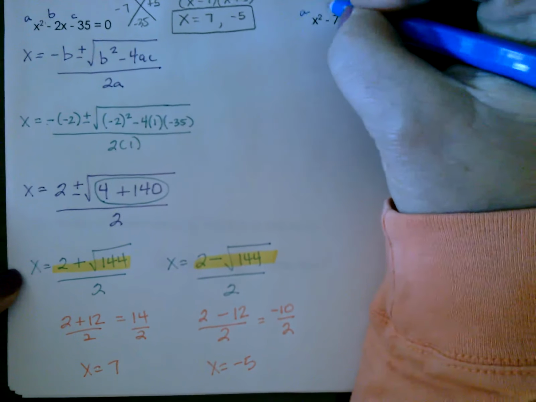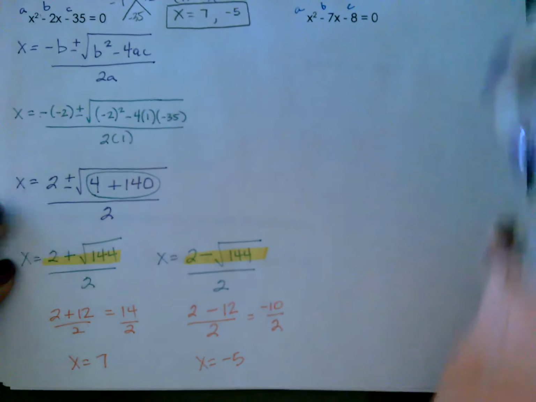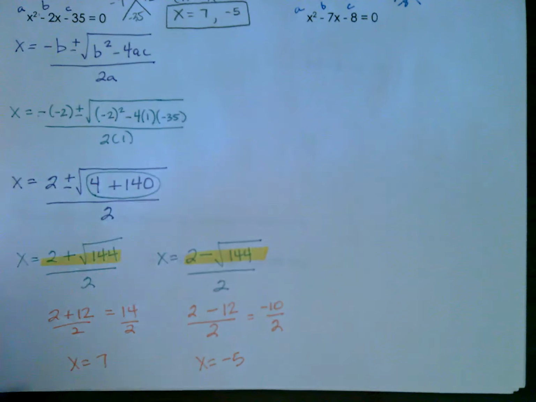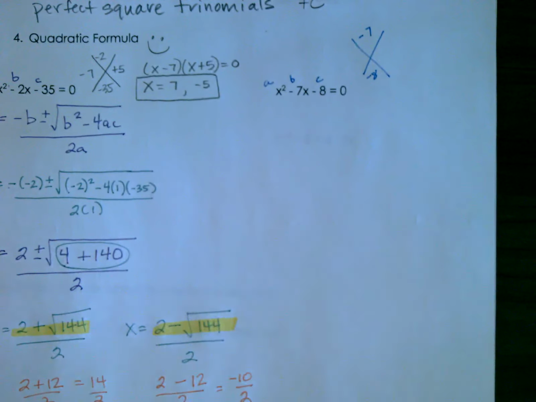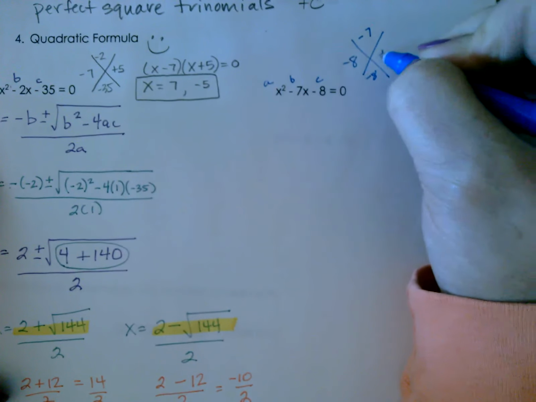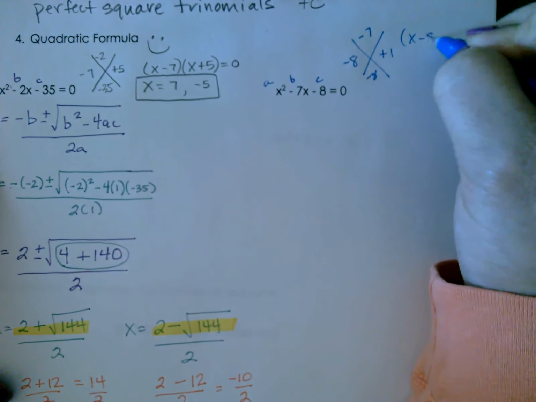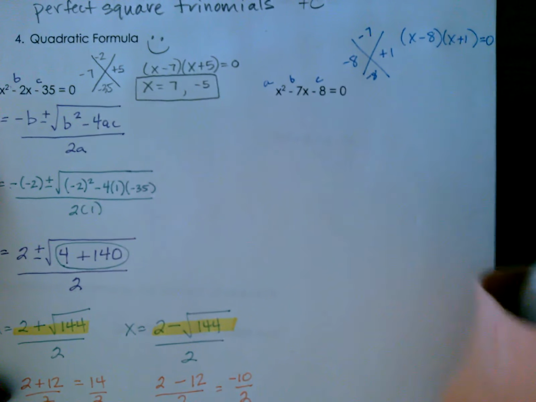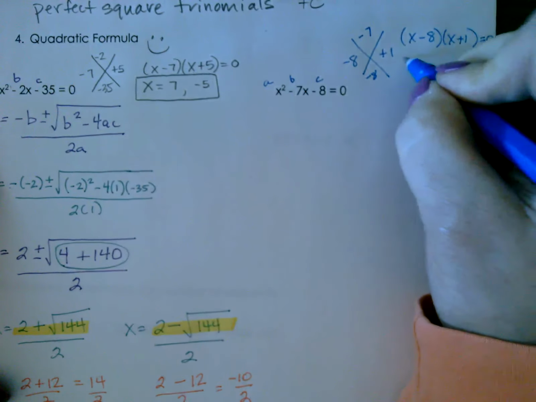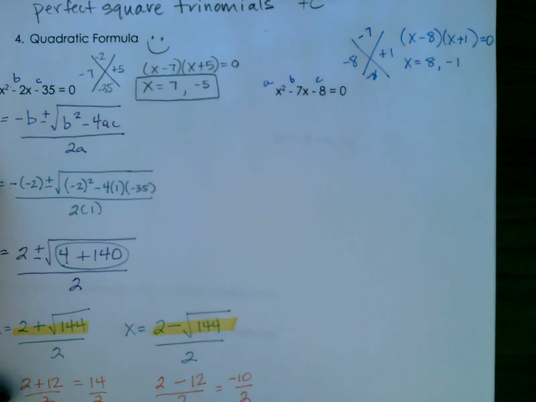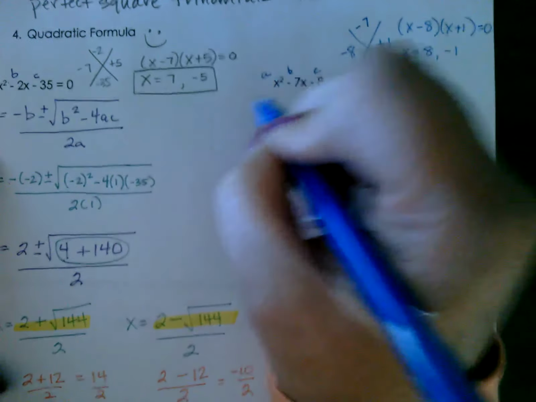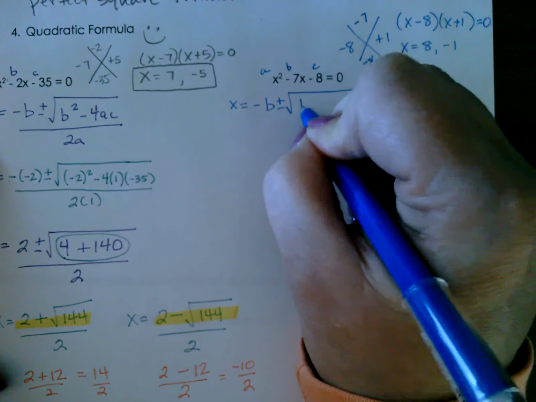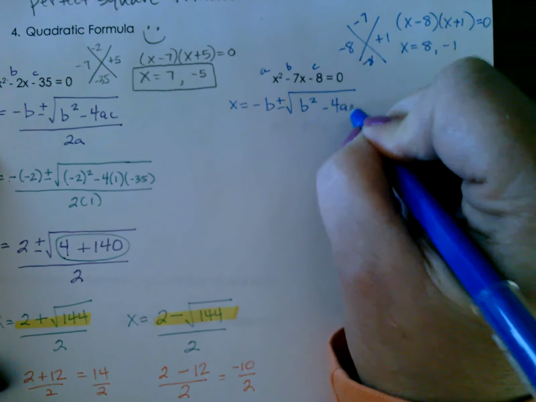So again, A, B, and C. I might just quick check. Are there numbers that add to negative 7 that multiply to negative 8? Yeah, I could simply factor this one. But for practice sake, I will be using the quadratic formula also. I also do like to write the formula down a few times. It helps me get it stuck in my brain.